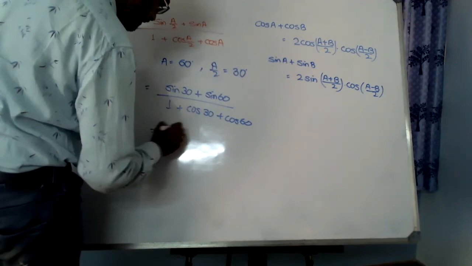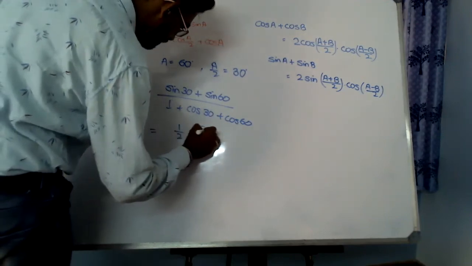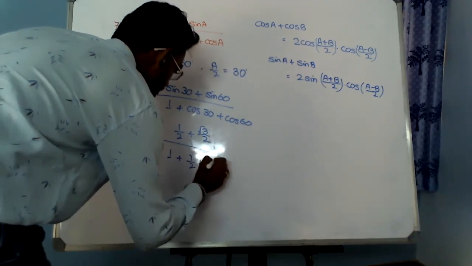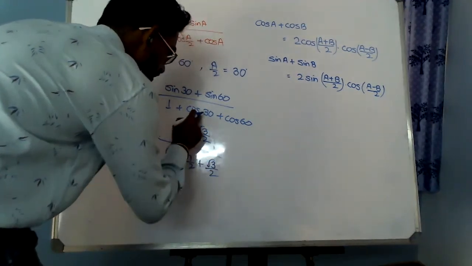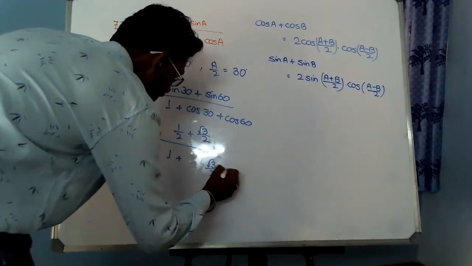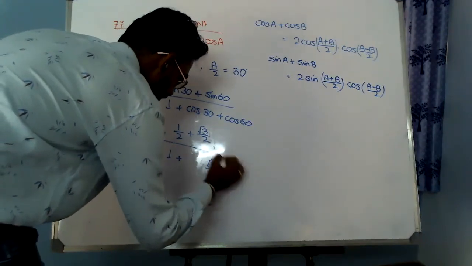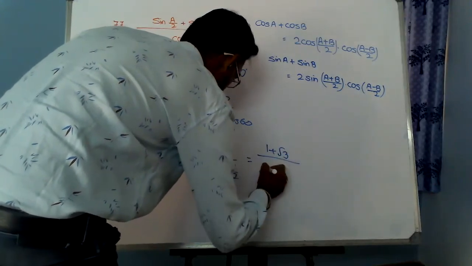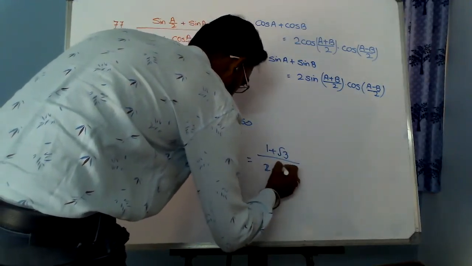What do we get if we do that? That is 1 by 2 plus root 3 by 2 on the top. The numerator will have 1 plus 1 by 2 plus root 3 by 2, let it be like this, okay? What do I get here? In the numerator, 1 plus root 3, and the denominator will have 1 plus 1, that is 2 plus root 3.